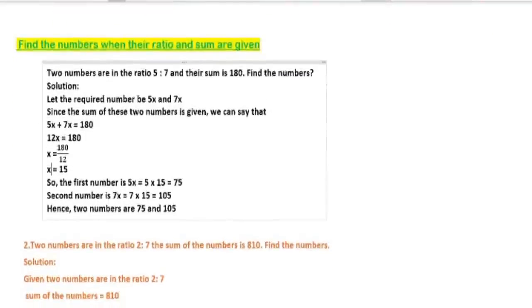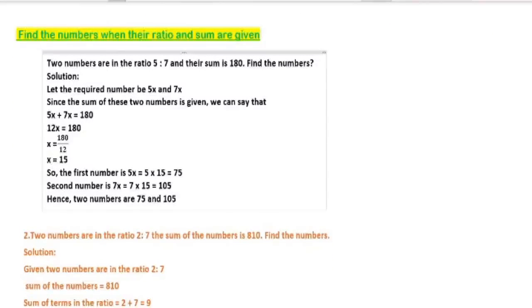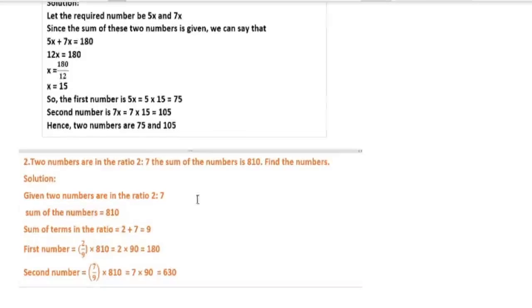Next one, two numbers are in the ratio 2:7. This is also another example. Two numbers are in the ratio 2:7. The sum of the numbers is 810. Find the numbers. So the given ratio is 2:7 and the sum of the numbers is 810.